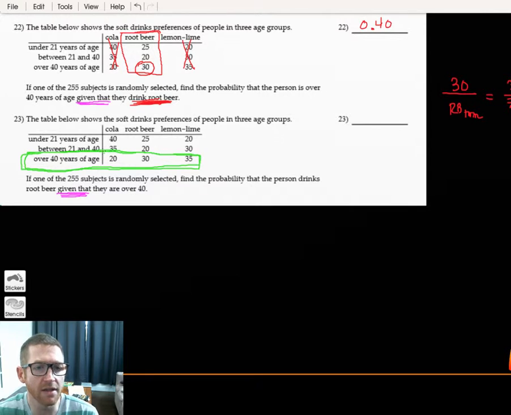So we're only focused on us old heads. And we don't care about those young bucks or the ones that are approaching. Only focusing on those over 40 years of age. That's it. So what does that tell us? That tells you the new total is now 20 plus 30 plus 35. And we want to know who likes root beer. So still focusing on that 30 number, right? But only out of the 40 plus total.